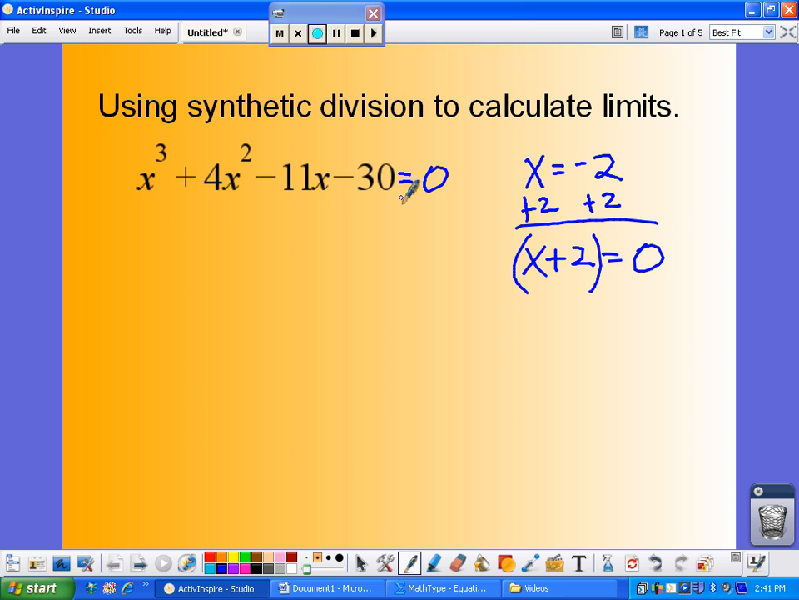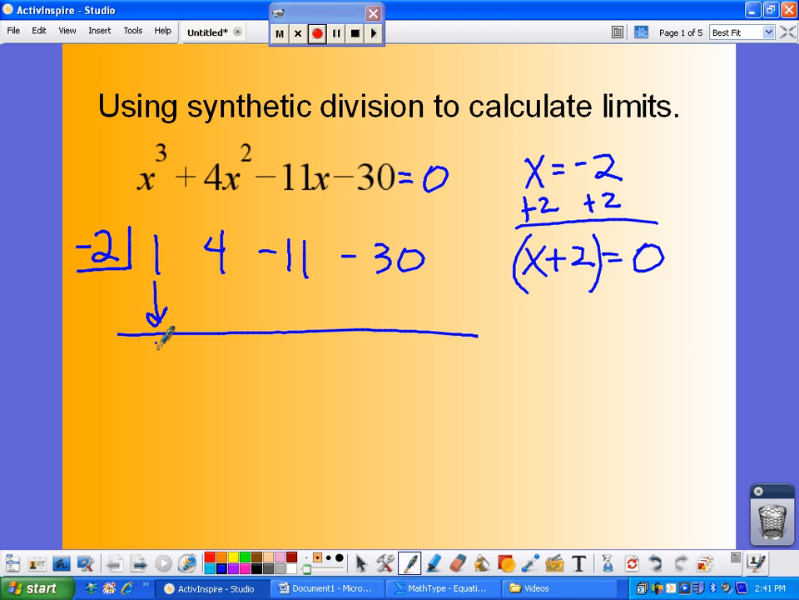I'm going to factor this by starting with my synthetic division box. So remember, you put the opposite of what the factor is, so -2 inside. I have 1x cubed plus 4x squared minus 11x minus 30. Okay, here we go. So just doing synthetic division, 1, and then you multiply by -2, -2, add 2. Multiply by -2, -4, add -15. Multiply by -2, and I get positive 30, add, and I get 0.